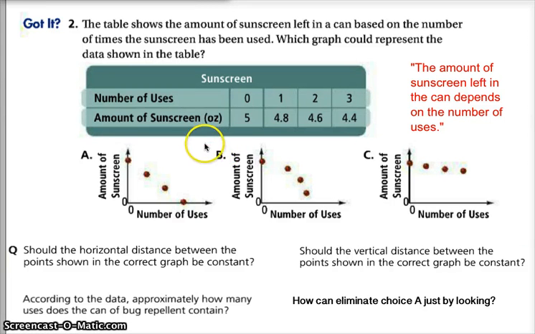Hello, day 2, relating graphs to two variables. The table shows the amount of sunscreen left in a can based on the number of times the sunscreen has been used. Which graph could represent the data shown in the table?